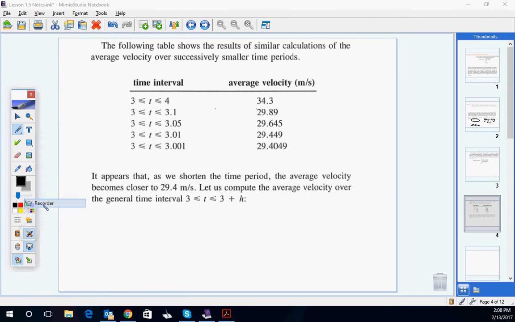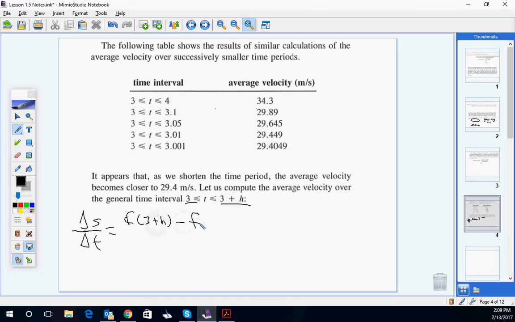Hold on one second. Okay. All right, so we're going to start it up here in terms of, again, change in speed over change in time. And so we're going to use this here, which is what you're used to, right? The one we just used from the last lesson, 1.4, excuse me, this is 1.5. So it'd be f of 3 plus h minus f of 3 all over h. And that's the limit as h approaches 0.